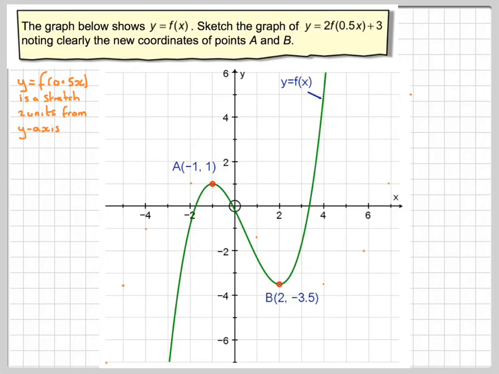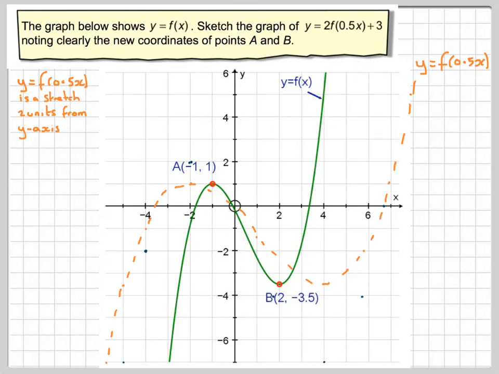So we need just to put some points on, stretching everything. So basically we've got to make sure the distance from here to here is half of that distance. Okay, so marking some convenient points on, we can do a dotted line here, and we should do this in stages to help us. So this is y is equal to f of 0.5x.